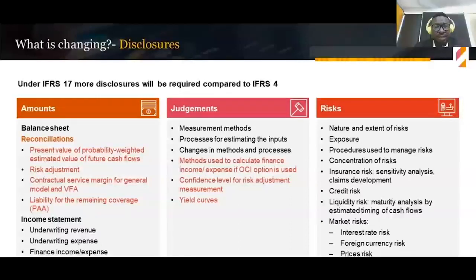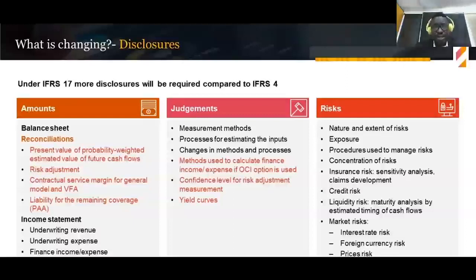Now, with IFRS 17, there are additional disclosures that you need to make. So you have reconciliations of your present value of the probability weighted cash flows. You have reconciliations in your risk adjustment. We talked a lot about CSM, both for the general model and your variable fee approach also. You need to disclose all of that. And your liability for remaining coverage under your premium allocation approach also needs to be disclosed compared to what you currently have under IFRS 4.